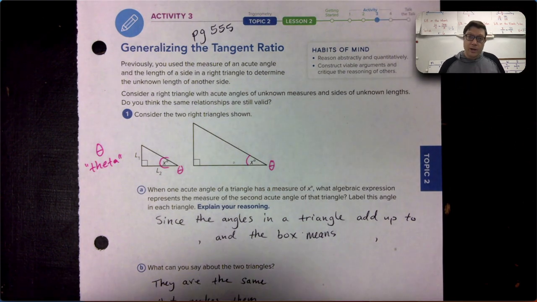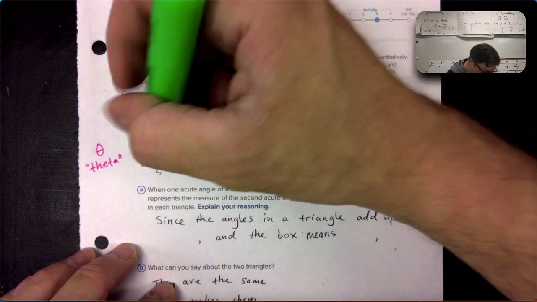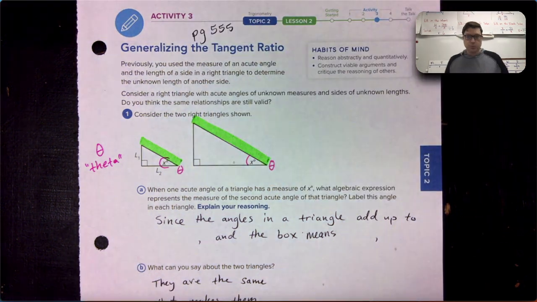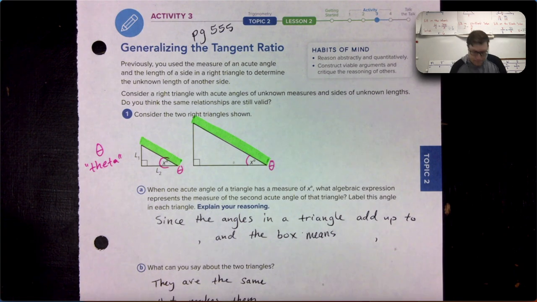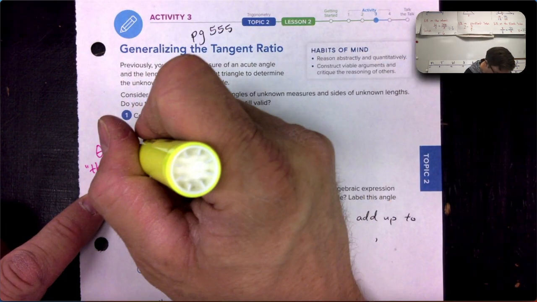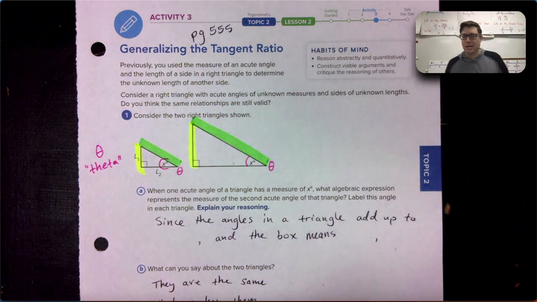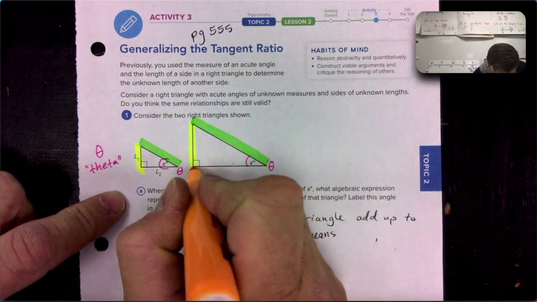Now I've got green for highlighting the hypotenuse, as we've been doing. And both of these triangles have a green hypotenuse side. From theta, we next identify the opposite side, so highlighting in yellow for opposite. And then last of all, the adjacent side in orange, adjacent being next to.